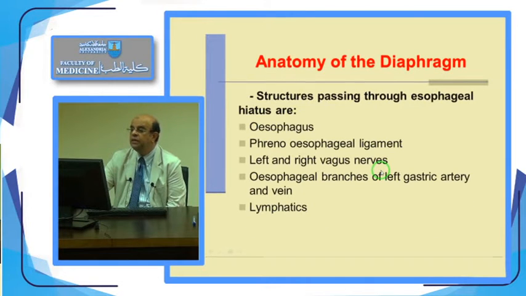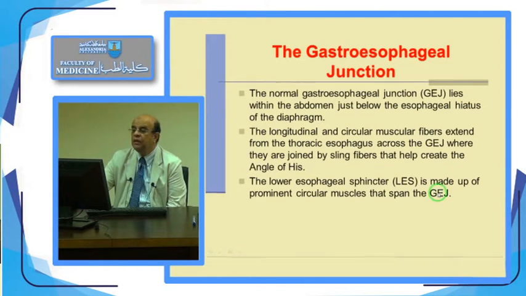What are the structures that pass through the esophageal hiatus? There is the esophagus, the phrenoesophageal ligament, the left and right vagus nerves, the esophageal branches of the left gastric artery and vein, and some lymphatics.